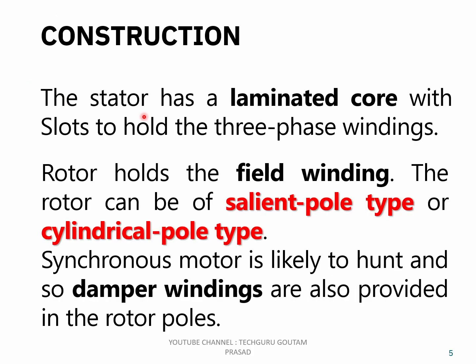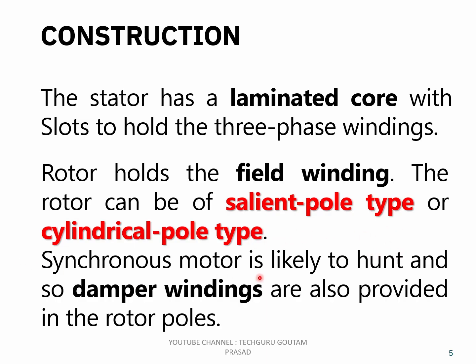So friends, a stator has a laminated core with slots to hold the three-phase winding on it, and the rotor holds the field winding. The rotor comes in two constructions. One is called salient pole type of the construction, and the other is called cylindrical pole type of the construction.